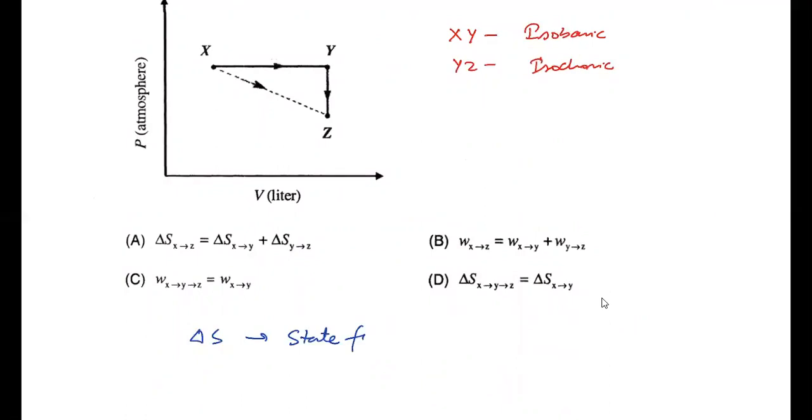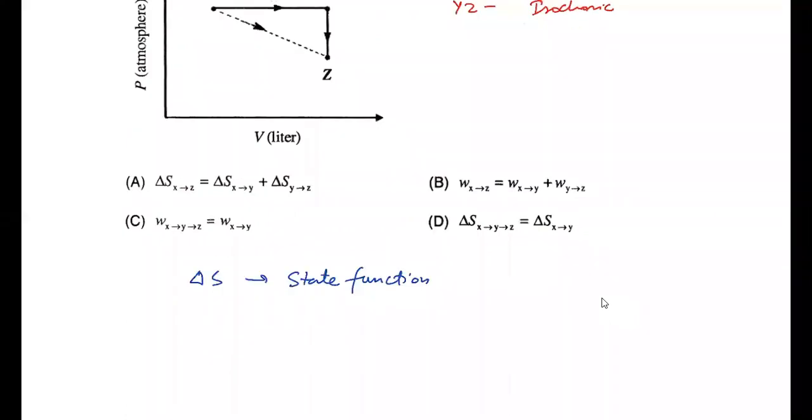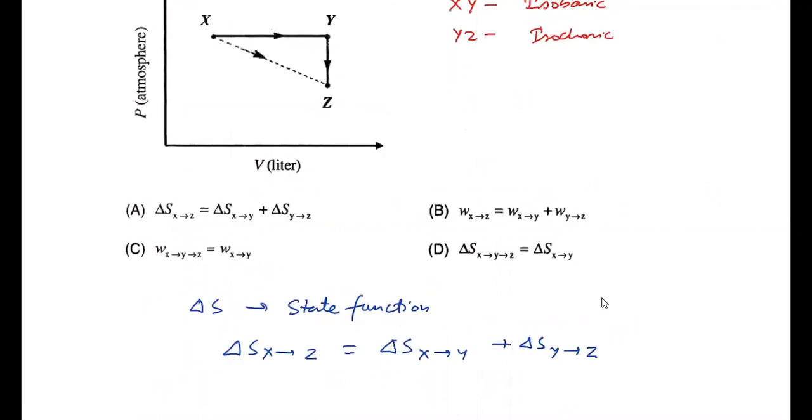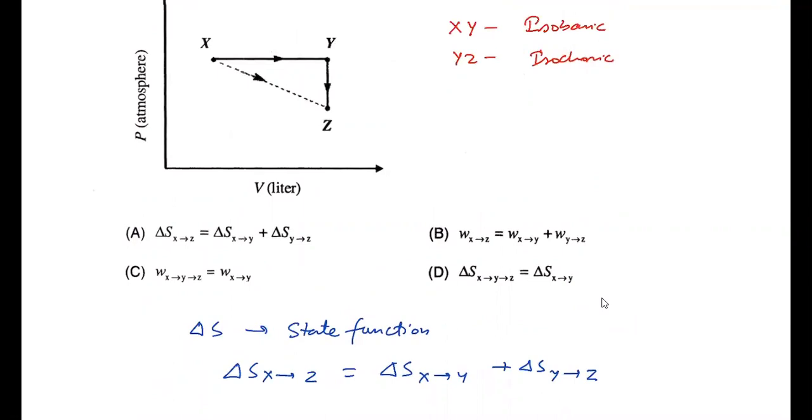If you move X to Z directly, or you follow a different path, X to Y and then Y to Z, then the entropy change will be the same. Next case, it is given work done from X to Z equals X to Y and Y to Z. It is not correct, because the work done for the path X to Z will be different, since the area under the curve is different, and the X to Y and Y to Z summation will be different, because work is a path function. So option B is incorrect.